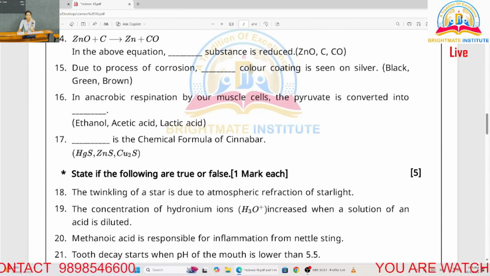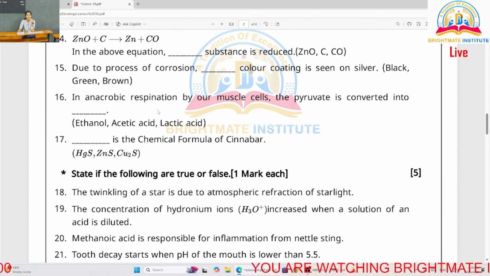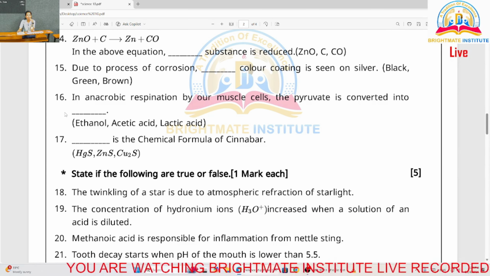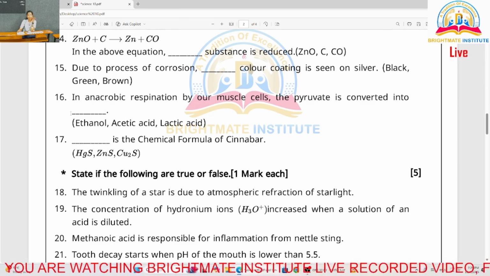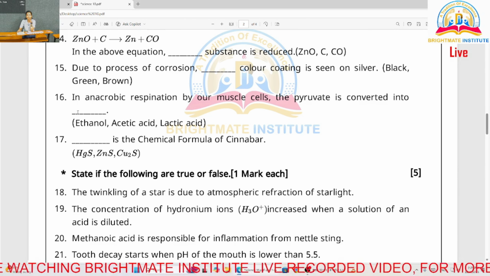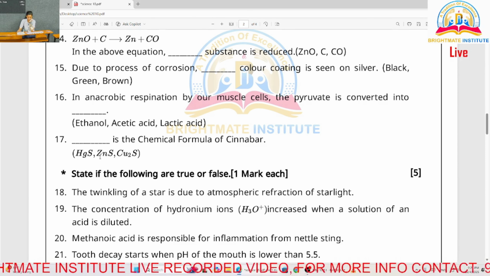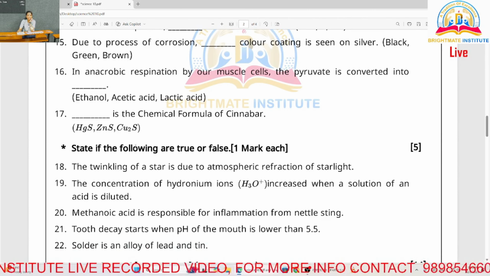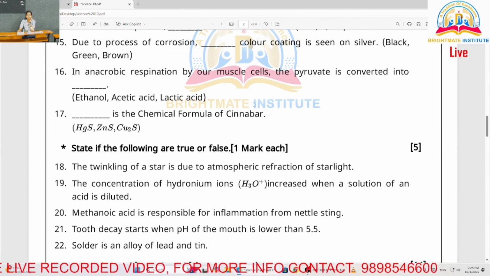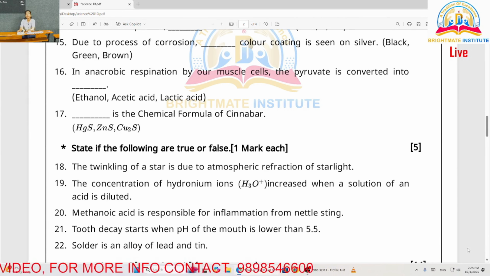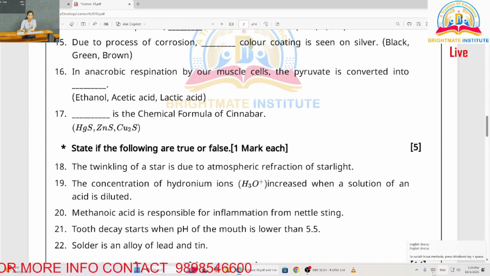Now 16. What is anaerobic respiration? That is respiration in the absence of oxygen by our muscle cells. The pyruvate is converted into what? We have studied the pathways where pyruvate is converted to lactic acid in anaerobic respiration. So the correct answer is lactic acid, in our muscle cells, due to lack of oxygen.